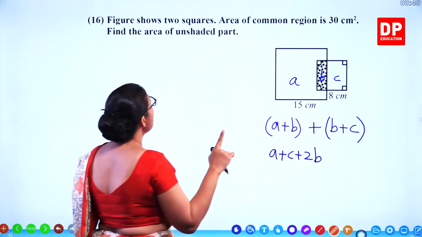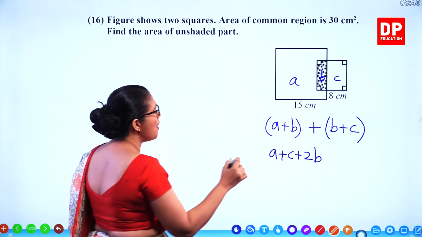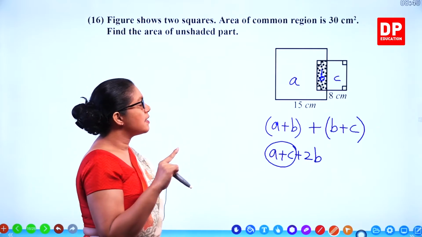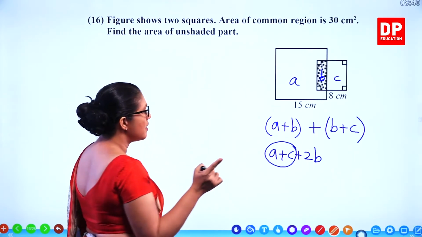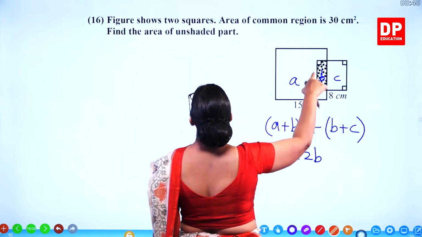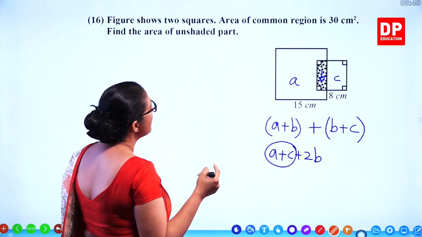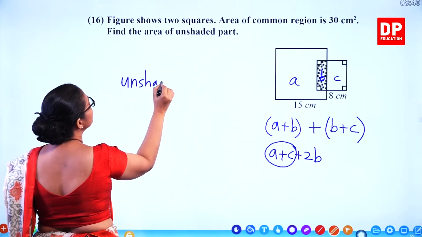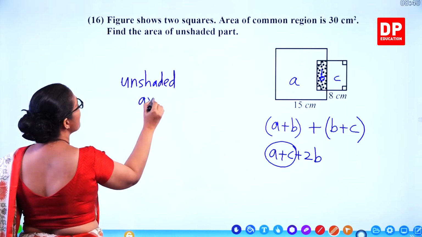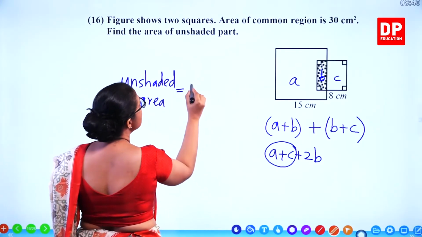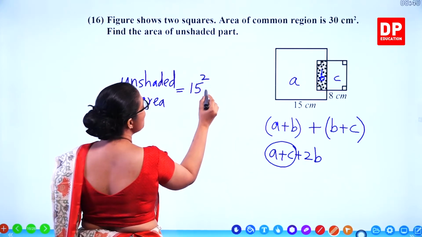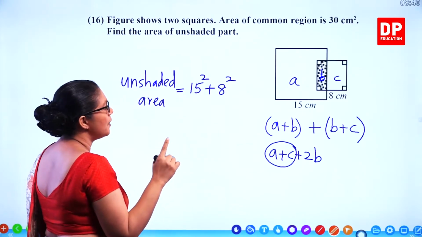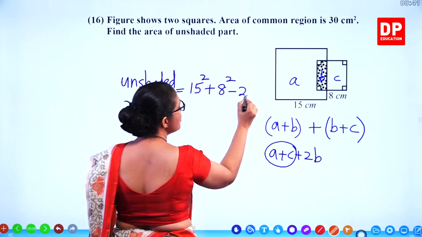But we need the unshaded area. What's the unshaded area? A plus C. So that means find the areas separately and subtract 2 times the shaded part. So we can straight away find the unshaded area. Area of the big square, 15 squared, 15 times 15. Area of the smaller one, 8 into 8, 8 squared. And subtract 2 times B.